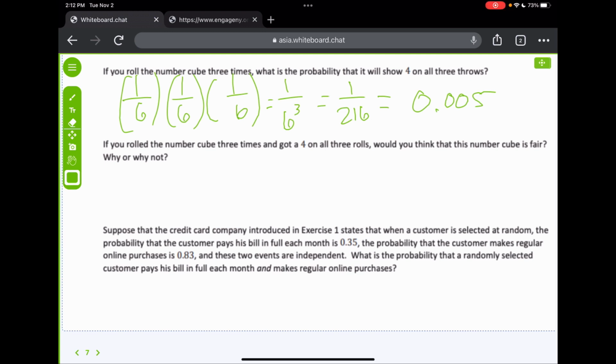Okay, so if you rolled the number cube 3 times and got a 4 on all 3 rolls, would you think that the number cube is fair? No way. It is almost impossible.